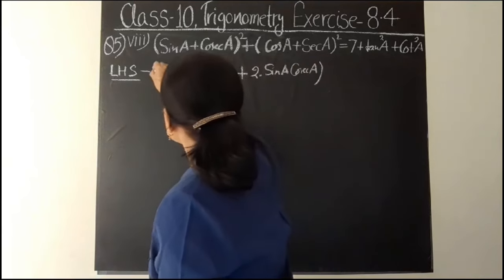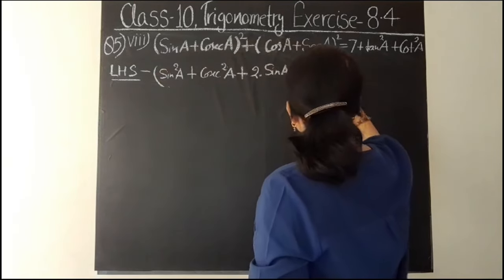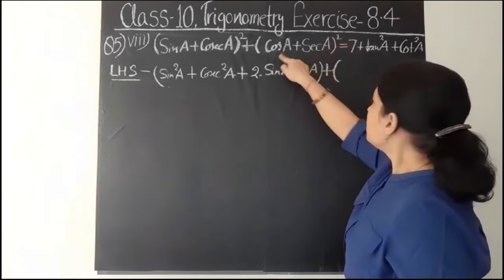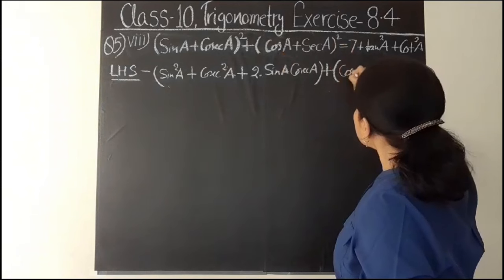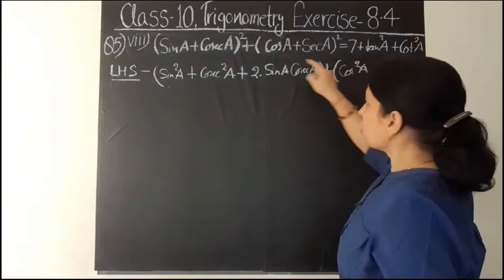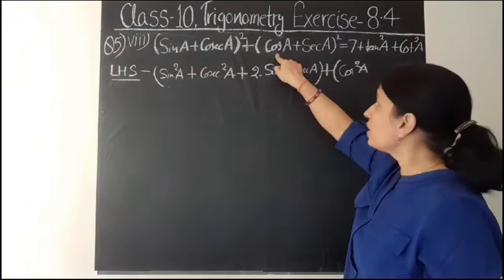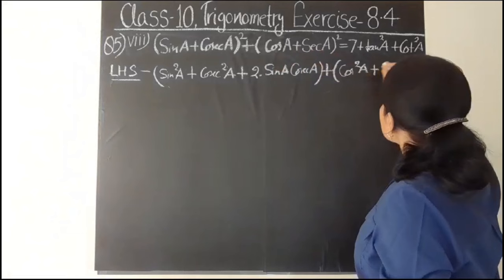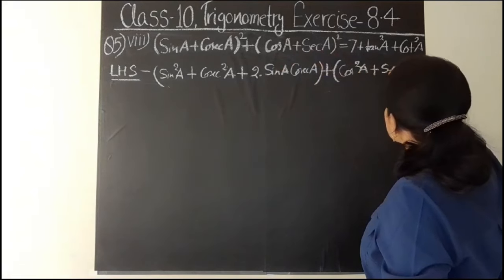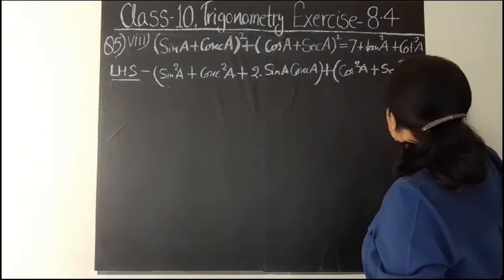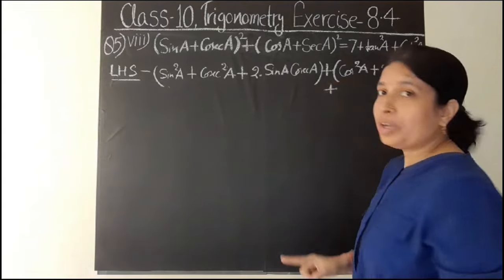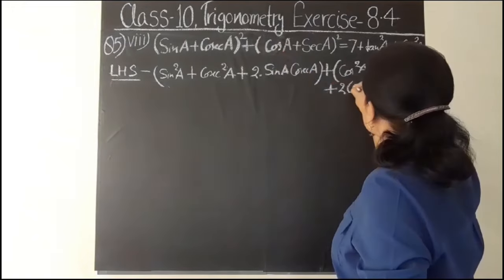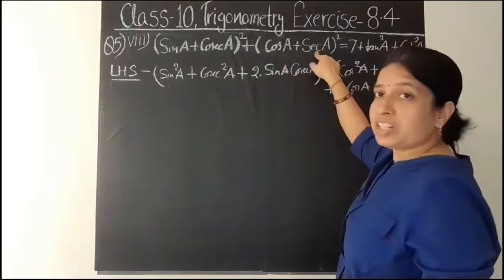This was the first one, plus the second one is (cos A plus sec A) whole square. So you can write A square, that is cos square A. In place of A square we will put cos square, and in place of B square what will we put? Sec square A. So cos square A plus sec square A plus 2AB. So write here 2, A is here cos A. So write 2 cos A and B is here sec A.